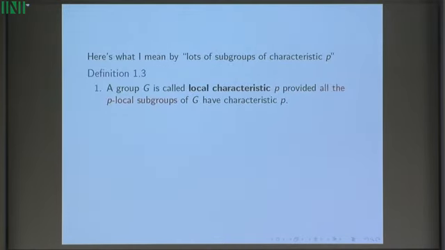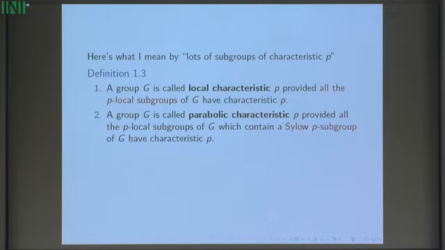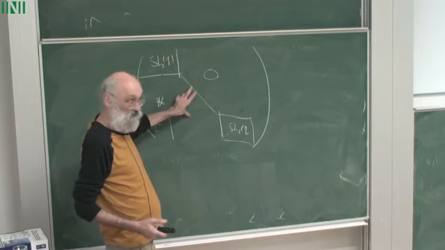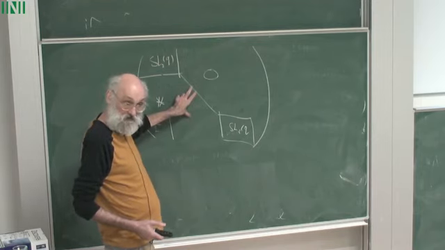As mentioned by Ellen, we have this notion of local characteristic P. This is the same as what she called characteristic P type. All P local subgroups have a big normal P subgroup. And then we have a weaker notion, parabolic characteristic P, which just says all the P local subgroups that contain a Sylow P subgroup have characteristic P.